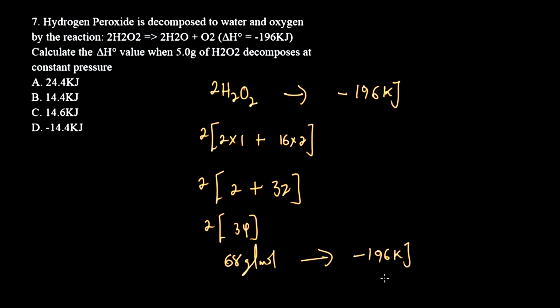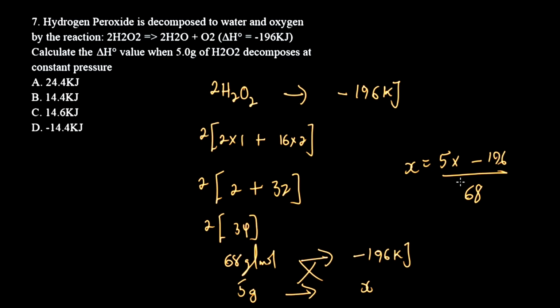So how much heat will be generated when we are dealing with just 5 gram of this? It's going to be x here. So let's cross multiply, and we have x to be 5 times negative 196 over 68. It is negative 14.41 kilojoule. So this is the answer, option D.